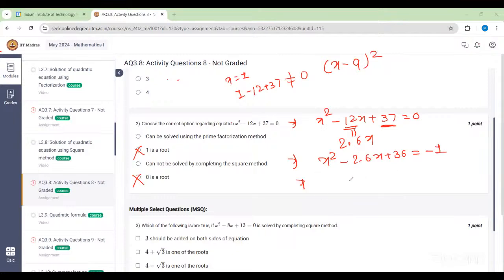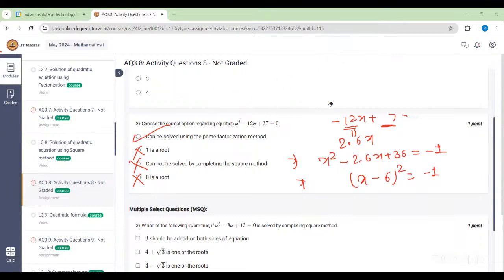So this I can convert into x minus 6 the whole square equals minus 1. But again, we cannot take the square root here because we know that the square root of minus 1 is not a real number. So it means we cannot apply the square root method. So that means we have to apply the prime factorization method. Okay, so that's why the first option is correct. Is that clear, this question?